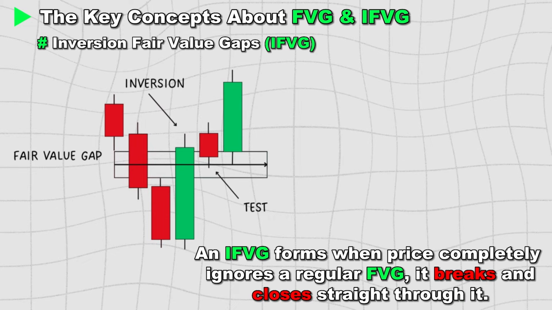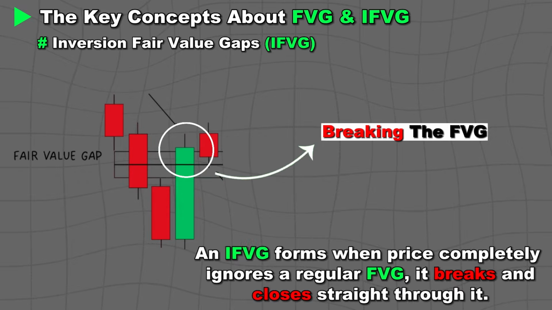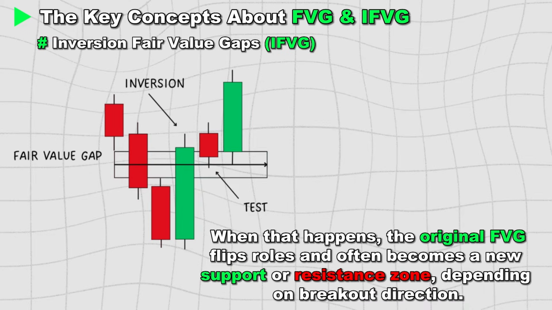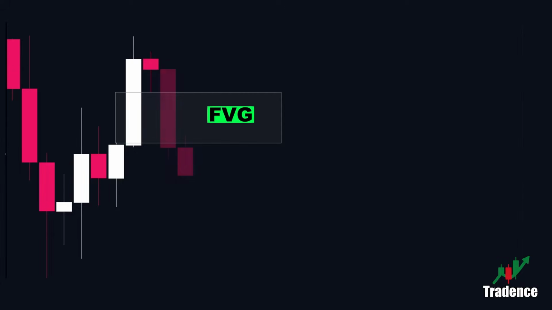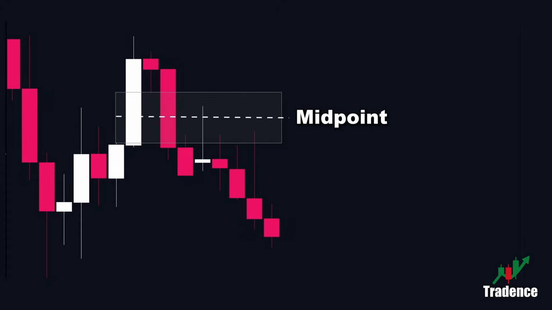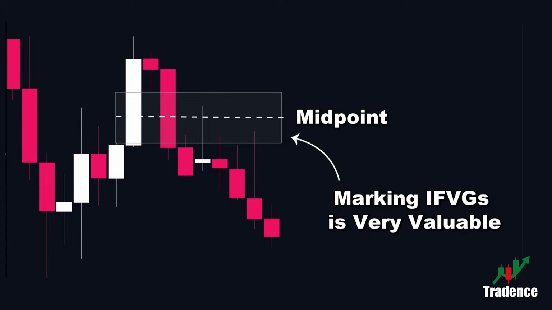Now let's talk about inversion fair value gaps and how to trade them. An IFVG forms when price completely ignores a regular FVG. It breaks and closes straight through it. When that happens, the original FVG flips roles and often becomes a new support or resistance zone, depending on breakout direction. For example, if price smashes through a bullish FVG with no reaction, that gap flips and becomes an IFVG that's likely to act as resistance, a clean opportunity to look for shorts. If you follow the chart, price will typically retrace into the new IFVG, respect the midpoint, then continue down with strong momentum. That's precisely why marking IFVGs on your chart is so valuable. They point you to likely next moves.